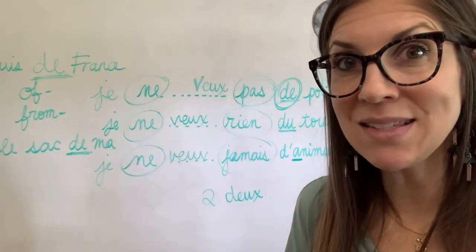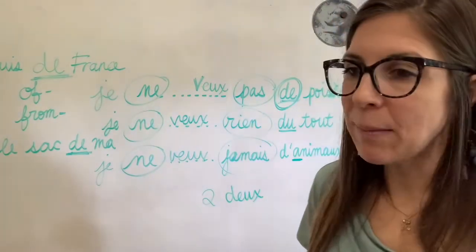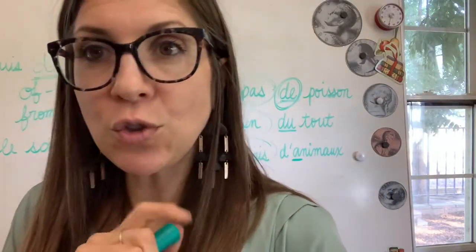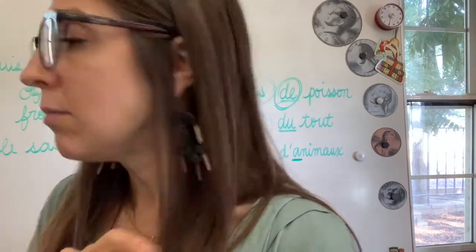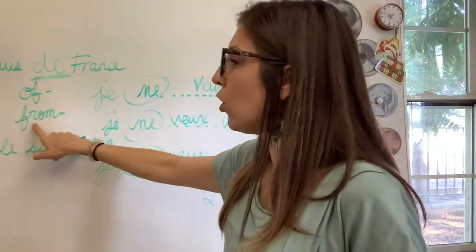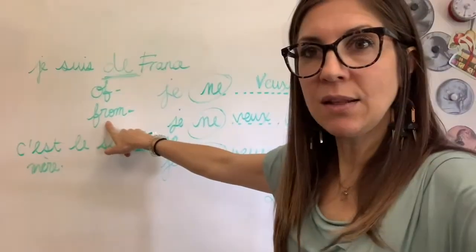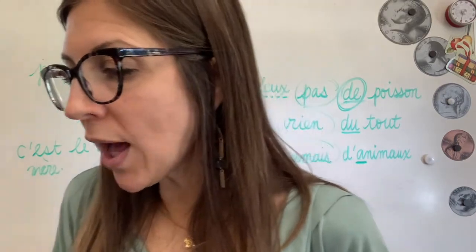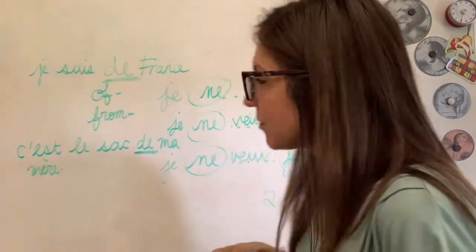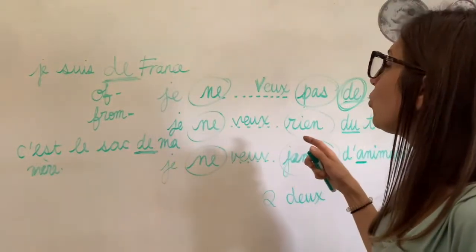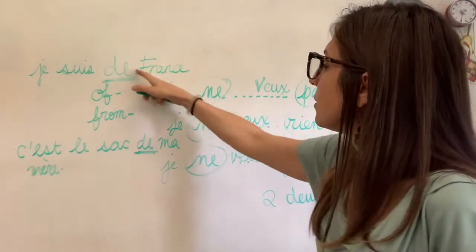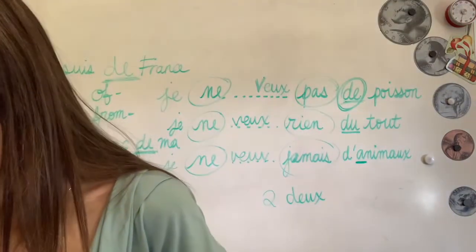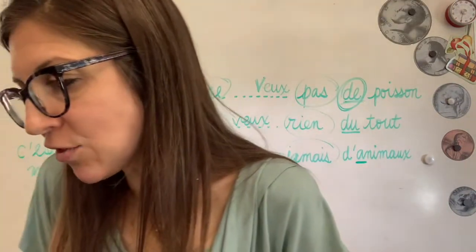Okay, does that make sense? I hope that makes sense. So let's look at number 2. The preposition de can mean of or from. You see it? Of or from. It agrees with what? It agrees with the object that's following, unless there is an adjective before it.